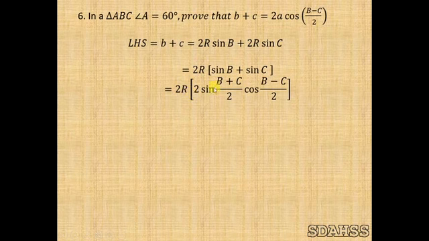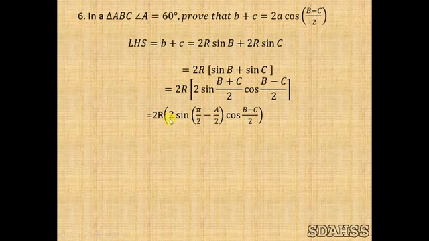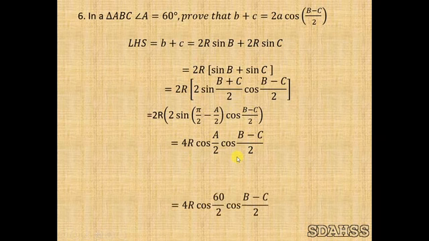2R into 2 sin (B plus C) by 2 into cos (B minus C) by 2. That is equal to 2R into 2 sin. We know that A plus B plus C is equal to 180 degrees. The sum of the three angles is equal to 180 degrees. And then B by 2 plus C by 2 means pi by 2 minus A by 2. So in the place of (B plus C) by 2, we have to write pi by 2 minus A by 2, into cos (B minus C) by 2, which is equal to 2 into 2, 4R sin (90 minus A by 2). Sin (90 minus A by 2) means cos A by 2, into cos (B minus C) by 2.